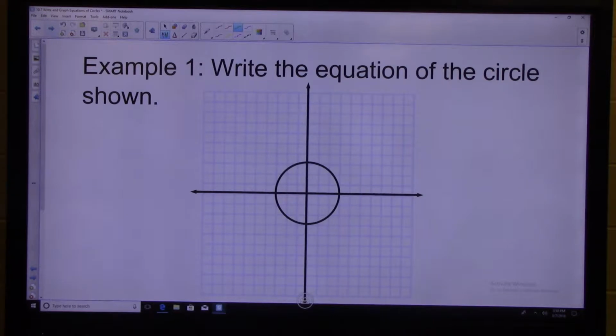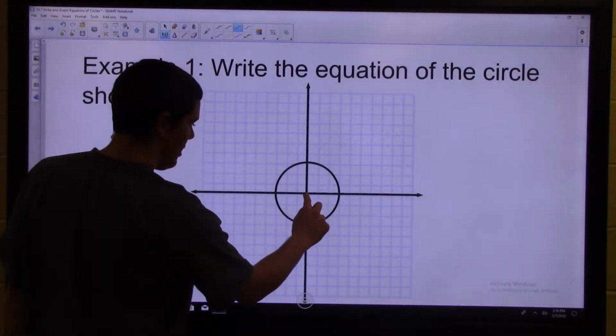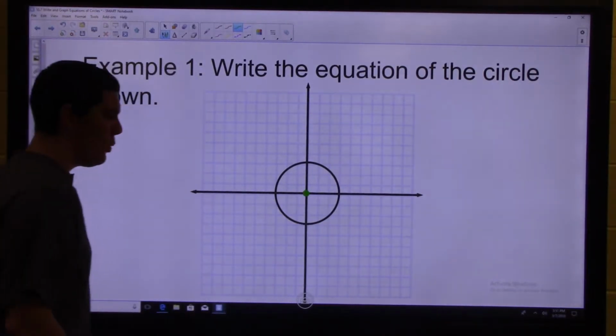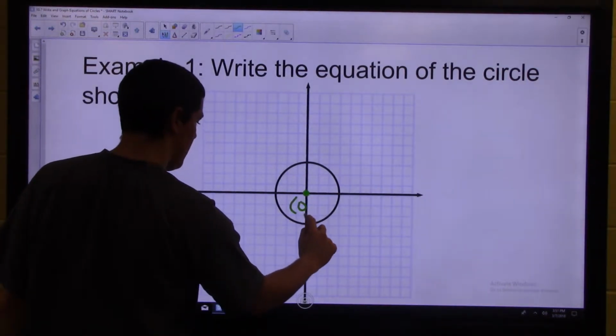Here it is, let's look at this first one. I don't know if you can see this in the video, but it wants you to write the equation of the circle shown. Hopefully you can see the grid. If you can't, let me just tell you the point 0, 0 is the center.